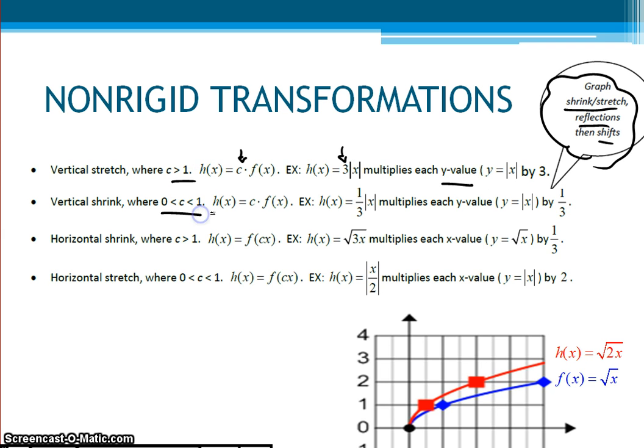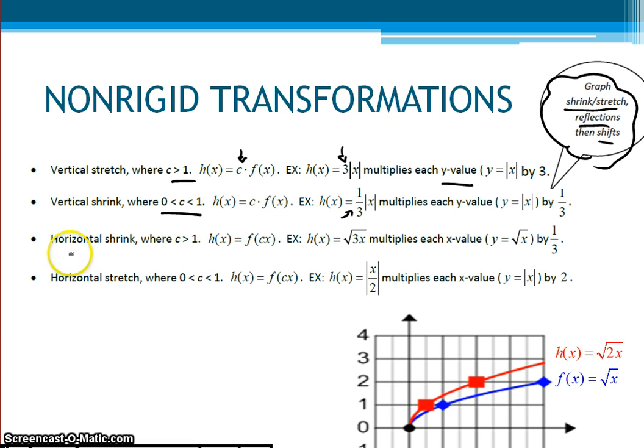Okay? But if the number is a fraction, we're still going to multiply each y value by it, but in this case it's a shrink. So a bigger number stretches it. A fraction number will shrink it. It kind of squashes it down vertically.